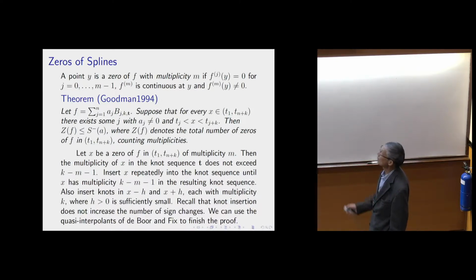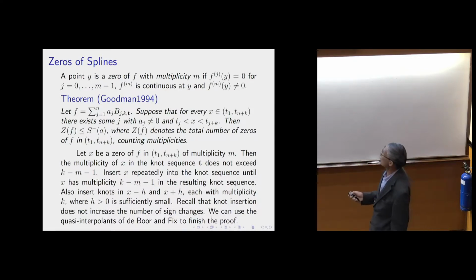Now, here I only describe the theoretical aspects of univariate B-splines. And I believe that these zeros and sign changes also have significant meaning in engineering applications. Probably somebody will talk about it.